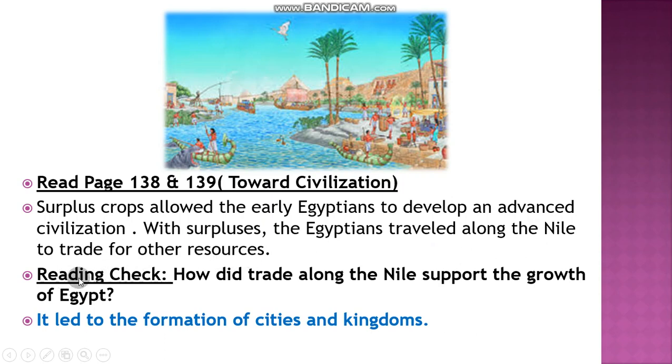Reading check, your question for this part. How did trade along the Nile support the growth of Egypt? How did the trade help out in the growth of Egypt? Well, it led to the formation of cities and kingdoms. So, once again, how did trade help? It led to the formation of cities and kingdoms.